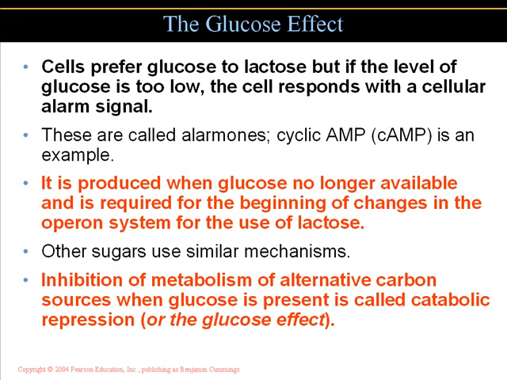Alarmones are basically cyclic AMP, cyclic adenosine monophosphate. You're used to adenosine triphosphate as an energy compound. Cyclic just means that the structure forms a closed ring. This is an example of an alarmone. It's produced when glucose is no longer available, and it's required at the beginning of the changes in the operon system for the use of lactose. Other sugars use similar mechanisms. Inhibition of metabolism of alternative carbon sources when glucose is present is basically called catabolite repression, or the glucose effect.